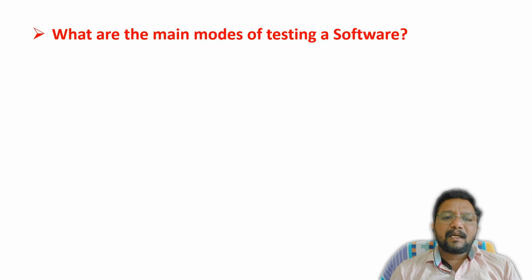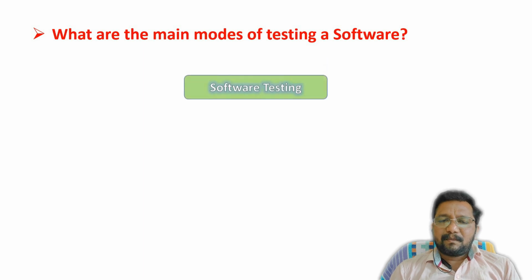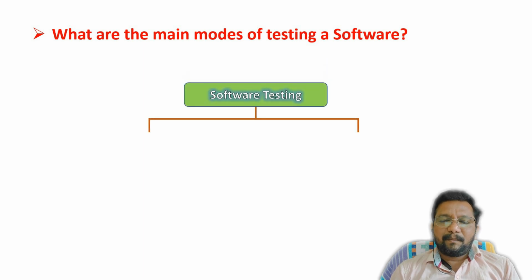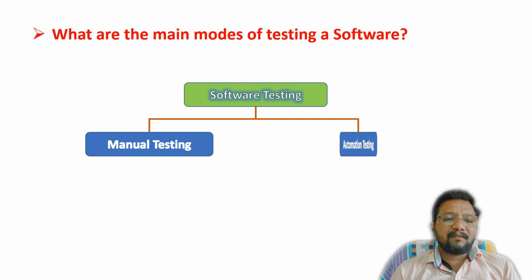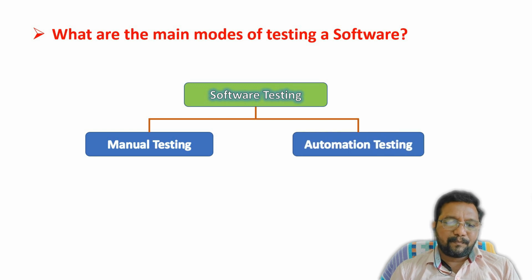What are the main modes of testing a software? Simply, software testing will be done in two important modes. One is manual testing mode and the second one is automation testing mode. Every task has two ways of doing things: we manually do the tasks and sometimes we automate the job. In the previous session we discussed this clearly.